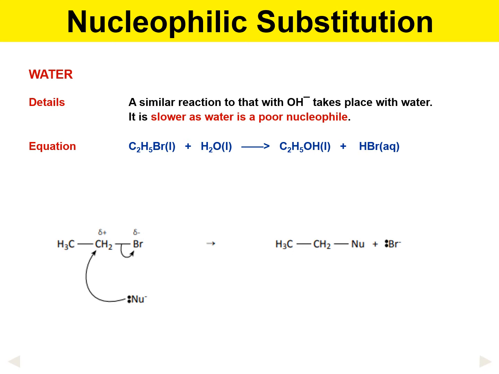We can also do a similar reaction, but instead of using a hydroxide ion, we can use a water molecule. This reaction is much slower as water is a poor nucleophile, but we get the same product as we do in the nucleophilic substitution with the hydroxide ion, in that we get an alcohol.